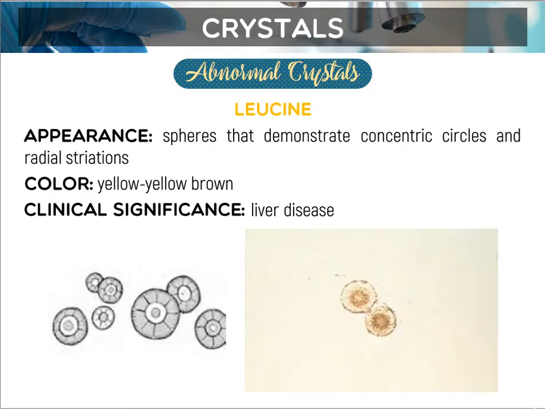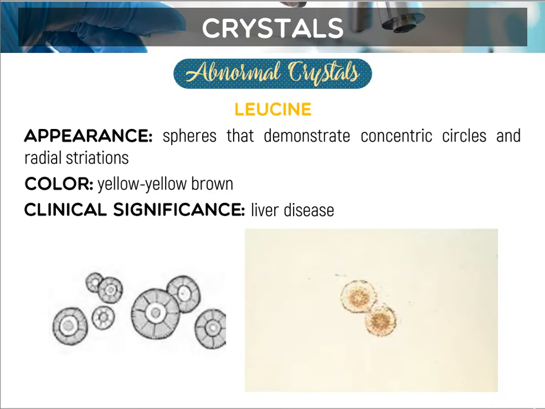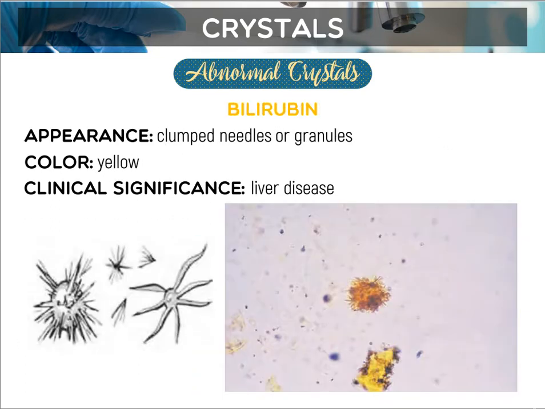So if naa si leucine, naa si tyrosine. If naa si tyrosine, dapat naa si leucine. Okay? And then, si bilirubin, inyong supportive friend, inyong third wheeler.